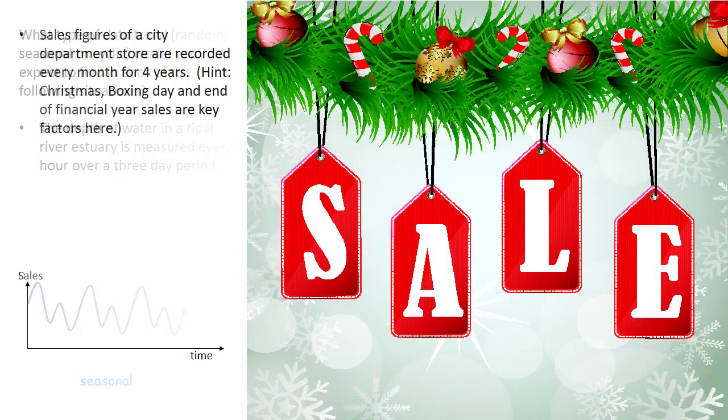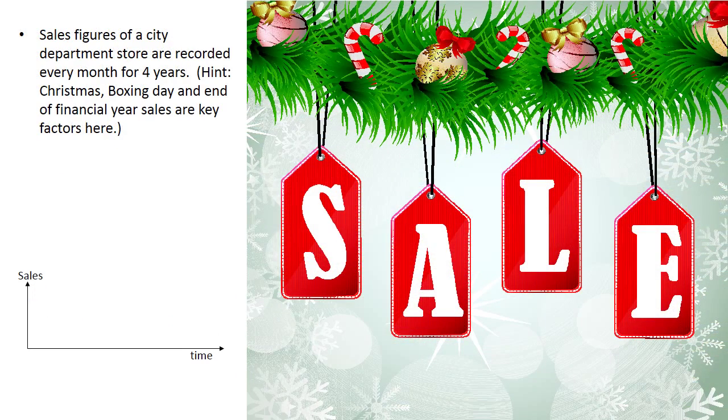Sale figures for a city department store are recorded every month for 4 years. We're given a hint here and we're told that Christmas and Boxing Day and end of financial year sales are key factors in the question. I'm expecting that the graph would look something like this. There's a definite sort of regularity involved. High sales at end of financial year, and December, January. This once again is what we call seasonal data because of the regularity of the pattern.